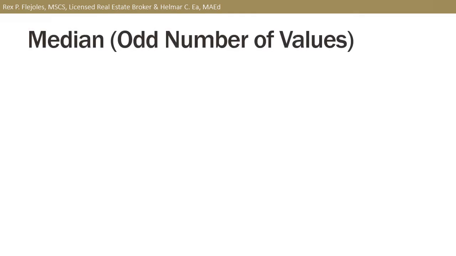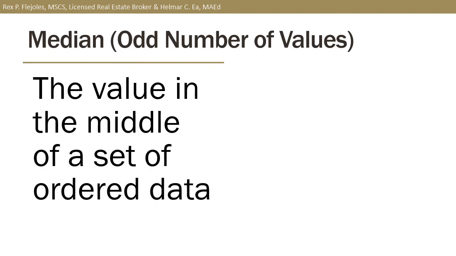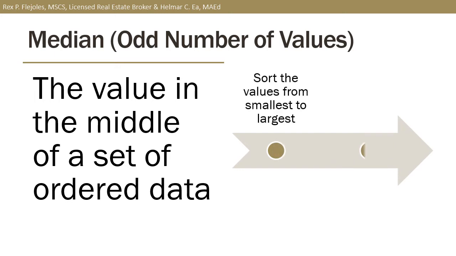Third is the median. A median is the value in the middle of a set of ordered data. For a data set with odd number of values, determining the median includes these steps. First, sort the values from smallest to largest. Second, identify the middle value.